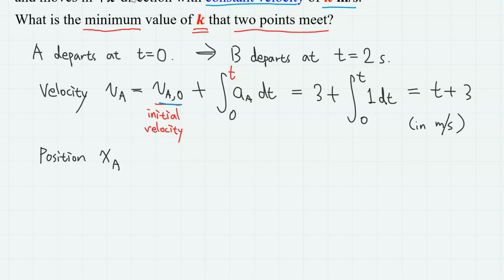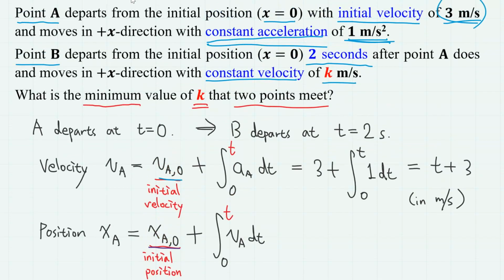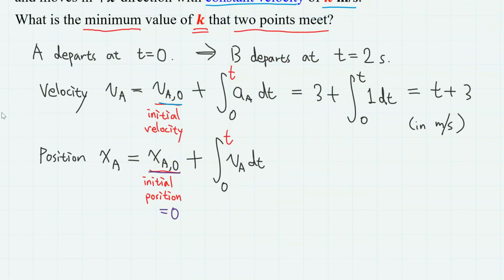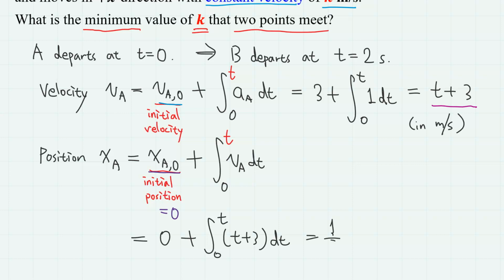And the position of point A, denoted by xa, is given as the initial position of A plus the integration of velocity of A from t equals 0 to t. Here, the initial position is simply 0, as given in the problem. And using this VA we just obtained, we have 0 plus integral t plus 3 dt from 0 to t, which gives 1/2 t squared plus 3t.